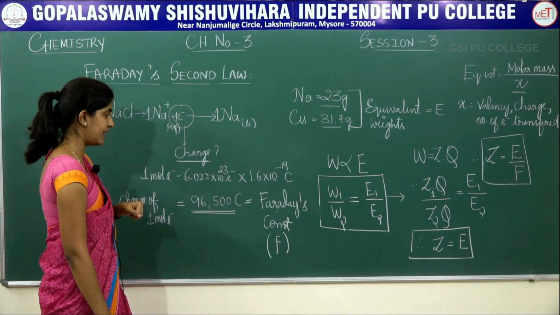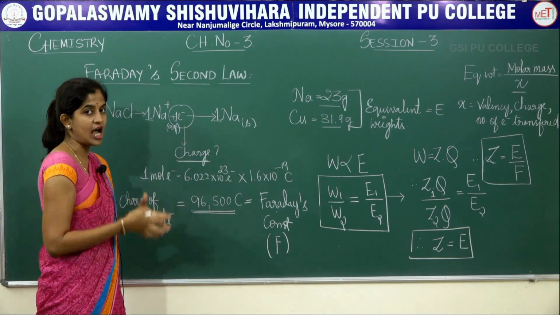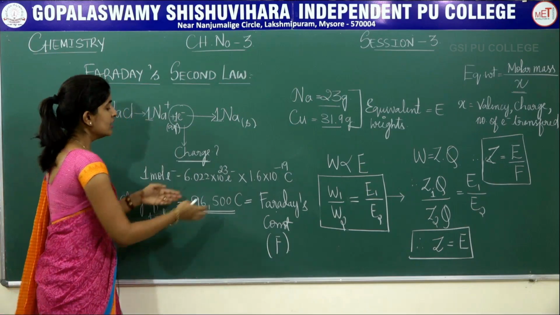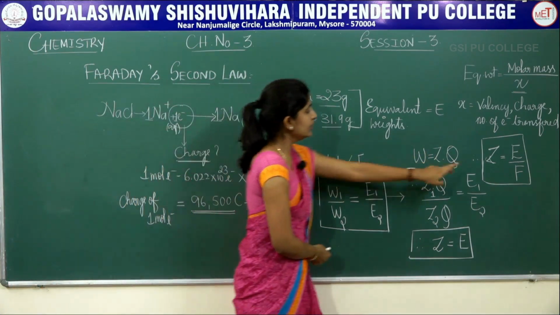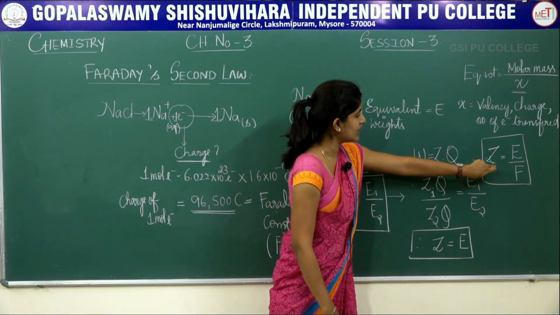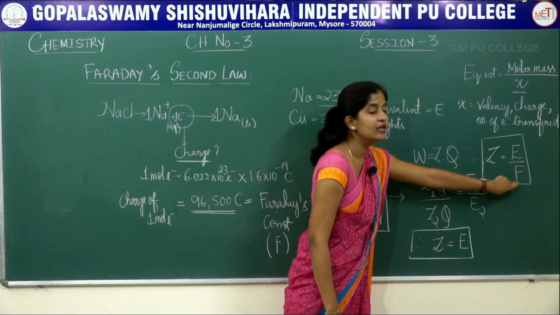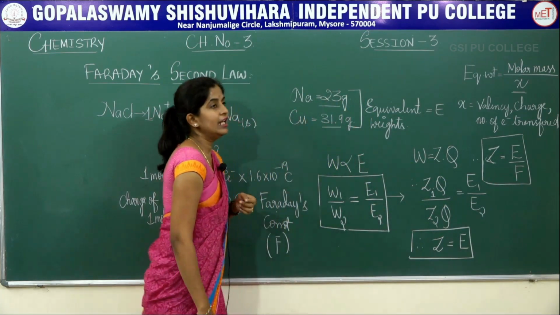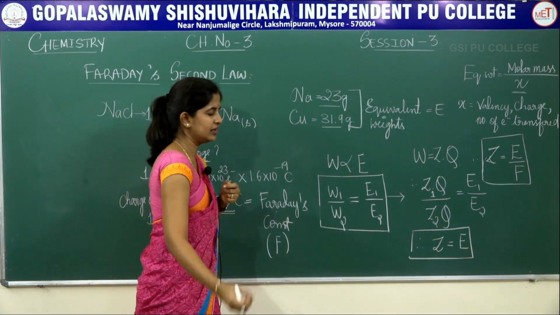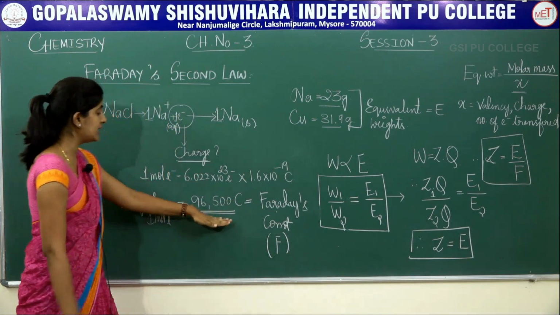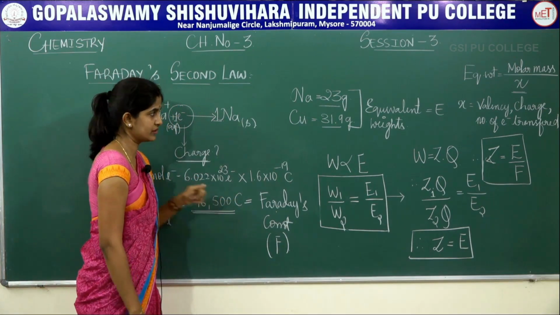What is this 96,500 coulombs? It is the total charge carried by 1 mole of electrons. So that's about your Faraday's constant. So electrochemical equivalence is equal to the equivalent weight of the substance divided by Faraday. What is Faraday? It's your electrochemical constant, the charge on 1 mole of electrons. So that is equal to 96,500 coulombs.